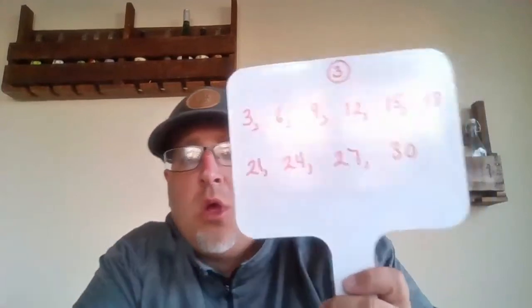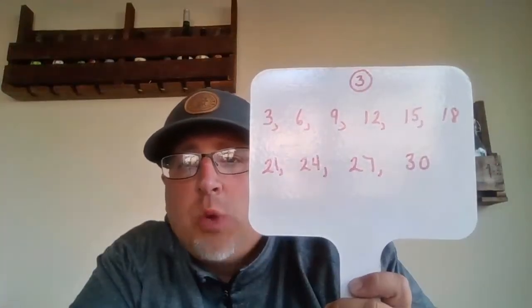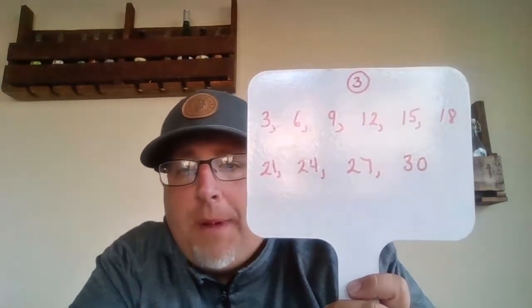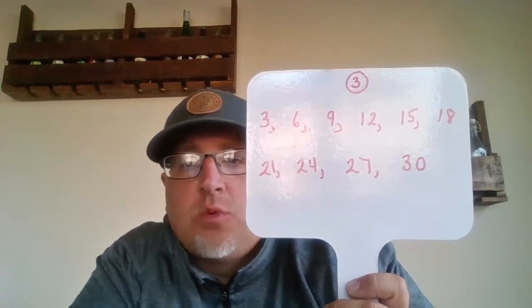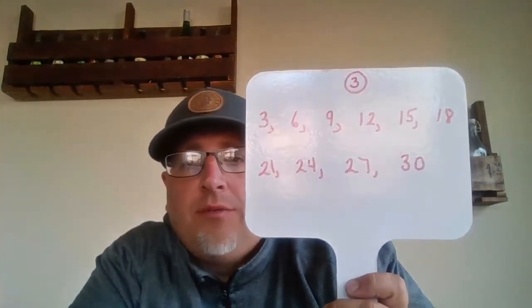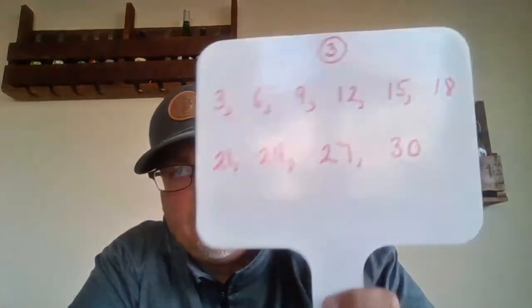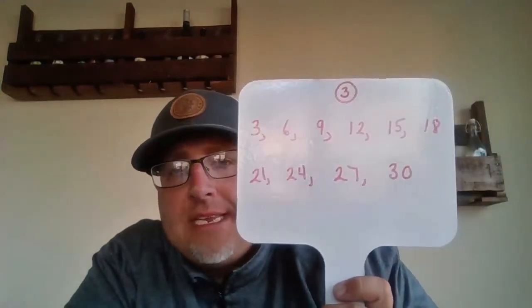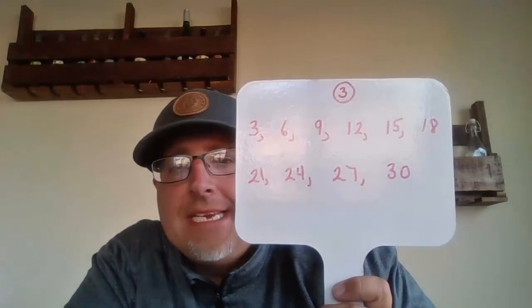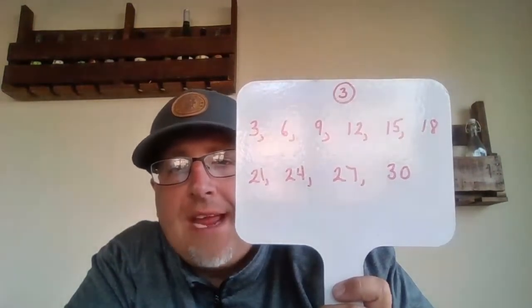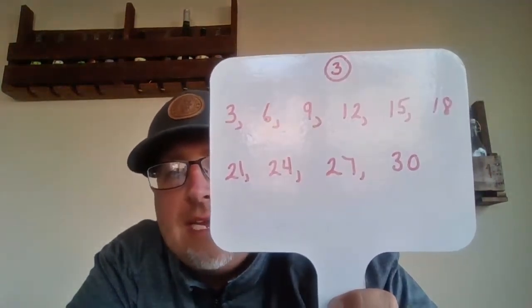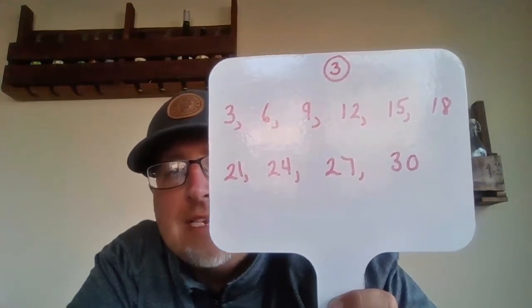I got my paddle ready here. We have 3, 6, 9, 12, 15, 18, 21, 24, 27, and 30. Let's go backwards. 30, 27, 24, 21, 18, 15, 12, 9, 6, and 3. Okay, there it is right there. One more time. 3, 6, 9, 12, 15, 18, 21, 24, 27, and 30. Backwards. 30, 27, 24, 21, 18, 15, 12, 9, 6, and 3. Perfect. That was counting by 3s.